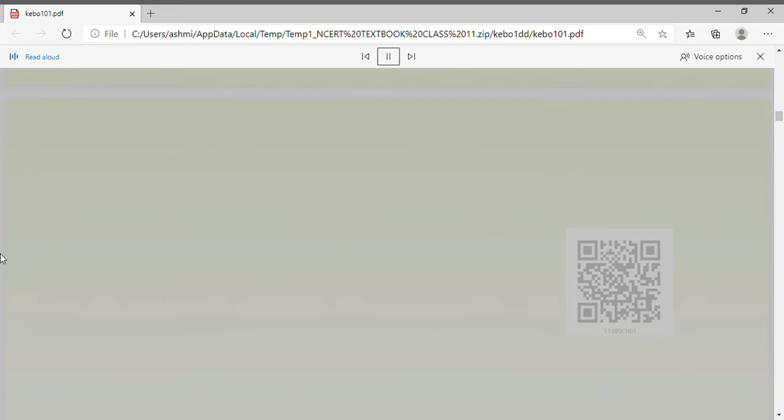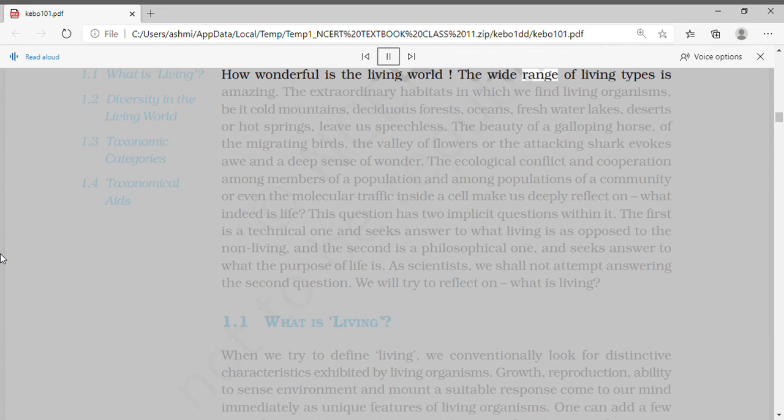How wonderful is the living world! The wide range of living types is amazing. The extraordinary habitats in which we find living organisms, be it cold mountains, deciduous forests, oceans, freshwater lakes, deserts or hot springs, leave us speechless. The beauty of a galloping horse, of the migrating birds, the valley of flowers or the attacking shark evokes a deep sense of wonder. The ecological conflict and cooperation among members of a population and among populations of a community, or even the molecular traffic inside a cell, make us deeply reflect on what indeed is life.